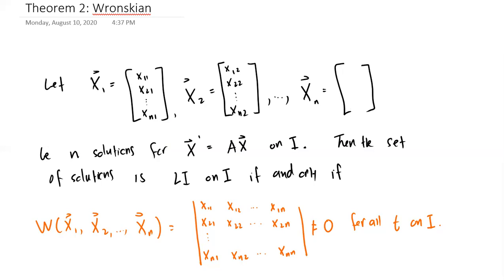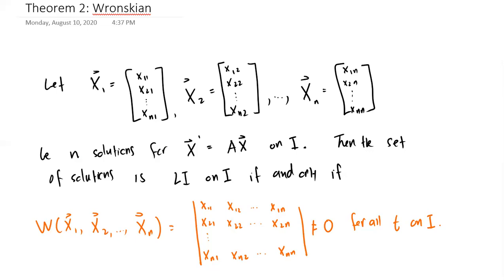So this should be x1n, x2n, all the way up to xmn. So now all second subscripts in the nth vector are n's because they're in the nth vector. And again, the first subscripts all tell you what row you're in.